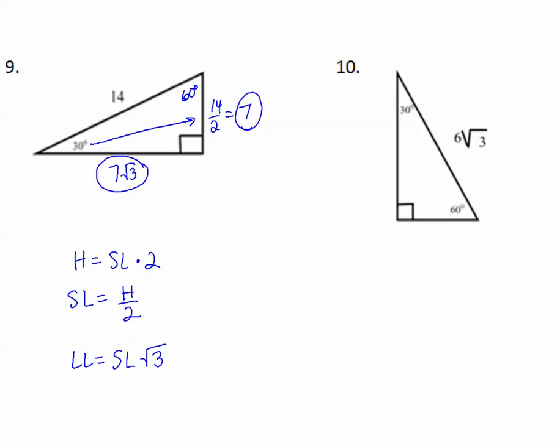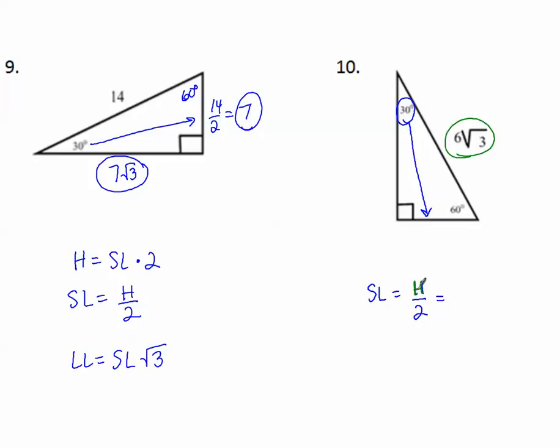You want to pause the video and try the next one? So you may see in this problem that this one looks a little bit trickier because the hypotenuse isn't just a whole number, it has a radical with it. Don't fret about that. We still follow the formulas. Find the short leg first. How do I find the short leg? Hypotenuse divided by 2, since the hypotenuse is supposed to be double the short leg. Well, what's the hypotenuse? 6 square root of 3.